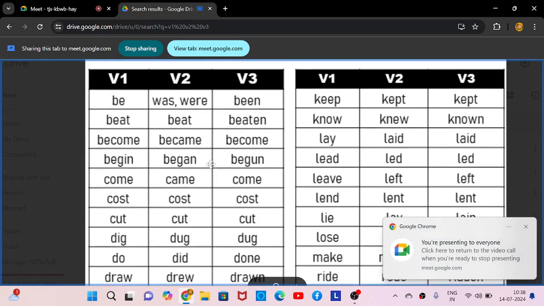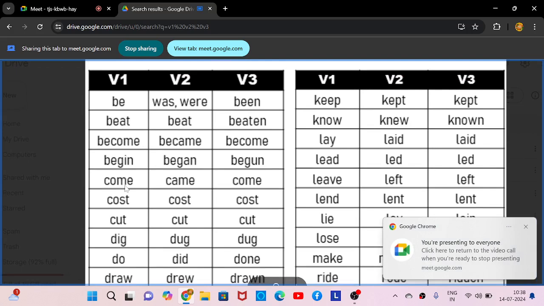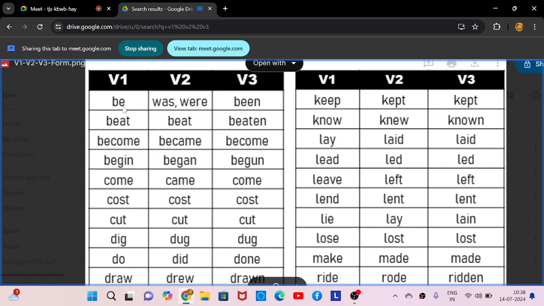Here there are a lot of examples for V1, V2 and V3. So what we are going to do is read all these verbs and try to form sentences with them. Okay? I will start with the first one. The first verb is be, B-E. It is in the V1 form. The V2 forms are was and were. Was and were, both are the past forms of be. So why are there two options given here, was and were?